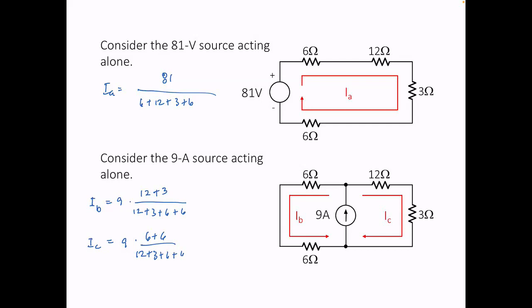And then if we consider the 9 ampere source acting alone, then the 81 volt source is a short circuit, and the other current source here is an open circuit. And so now I can use current division to compute for IB and IC. And these are going to be my current divider formulas. IB is equal to 9 multiplied by 12 plus 3 over 12 plus 3 plus 6 plus 6. And IC would be 9 multiplied by 6 plus 6 over 12 plus 3 plus 6 plus 6.